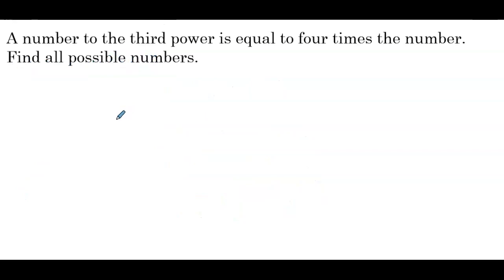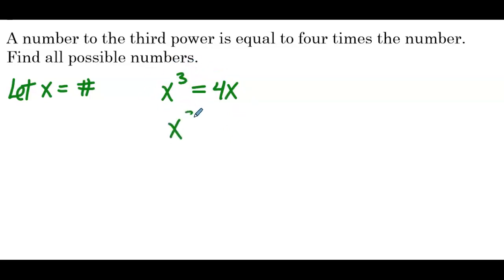A number to the third power is equal to 4 times the number. Find all possible numbers. So again, our let statement is let x be equal to the number. So a number to the third power, so x to the third, is equal to 4 times the number. So here we don't have a quadratic, we actually have a cubic because it's to the third. We're going to solve this by factoring, so we need it equal to 0. So we have x cubed minus 4x equals 0.